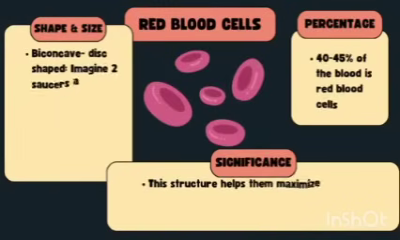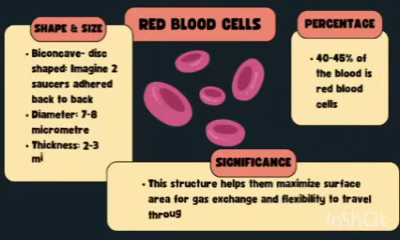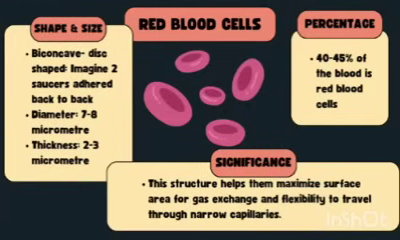Let's begin with red blood cells. Their shape and size. Shape is biconcave, that is disc-shaped. Imagine two saucers adhered back to back. Diameter is 7 to 8 micrometer and thickness is 2 to 3 micrometer. This structure helps them to maximize surface area for gas exchange and flexibility to travel through narrow capillaries. Percent-wise, they are 40 to 45% in blood.